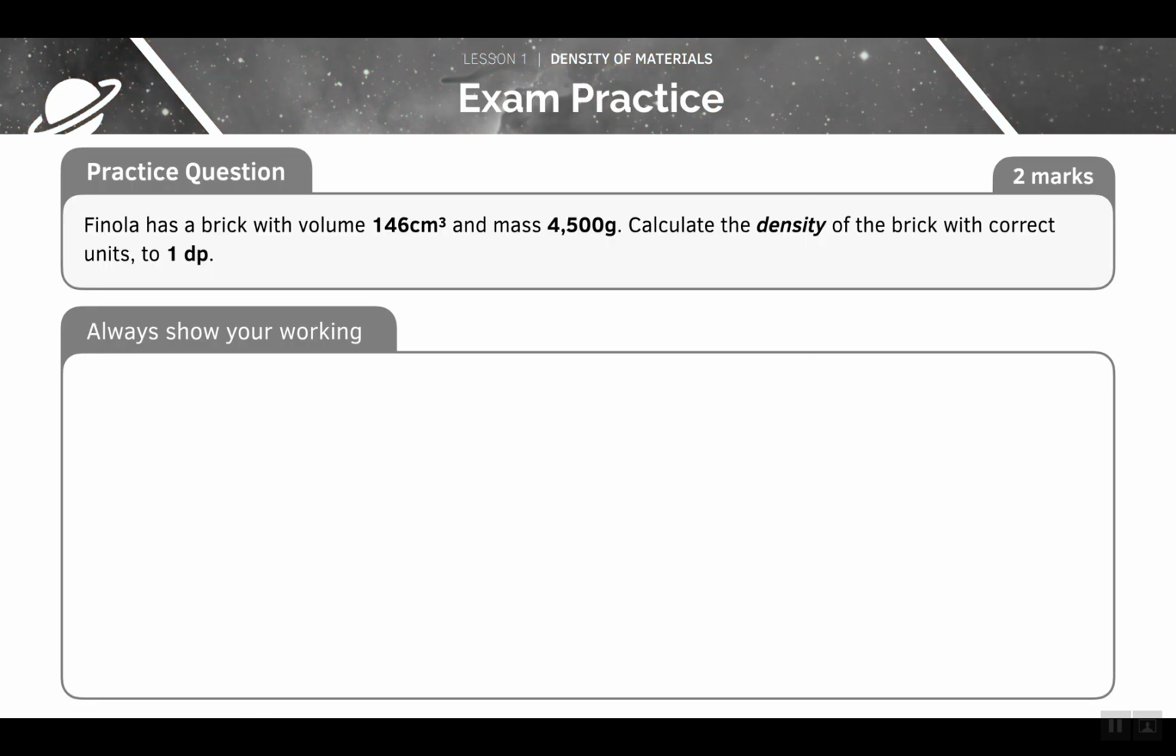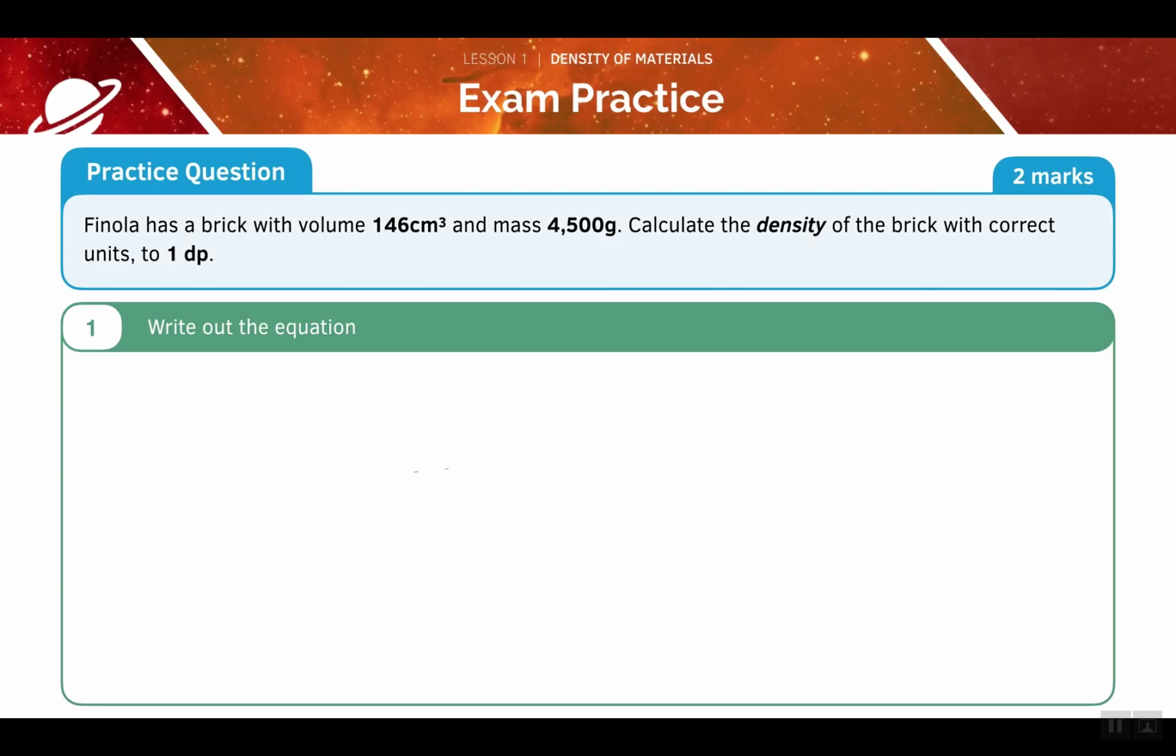Let's attempt this practice question to apply the equation we've just learnt. We'll go through it together step by step. First, we need to write out the equation for density, which is mass divided by volume.